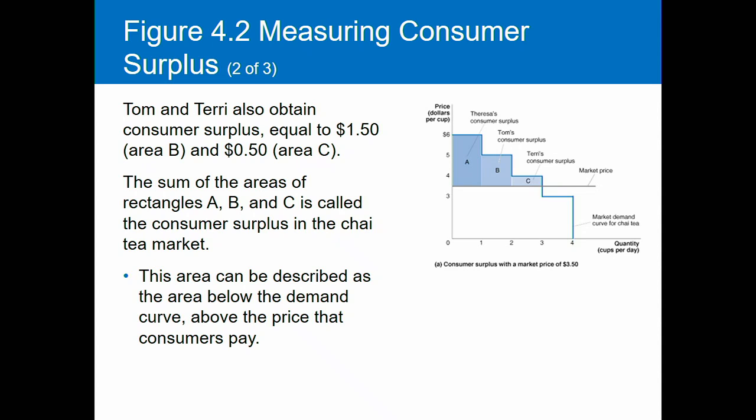So Tom is willing to pay, what, $5 for it. He's only being charged $3.50. So he gets a consumer surplus of $1.50, that difference. And Terry gets a consumer surplus of 50 cents. We have the difference between $4 and $3.50. So we have these three areas, which are all the consumer surpluses in this small four-person market. Everything between the demand curve, the marginal benefit, and the price.